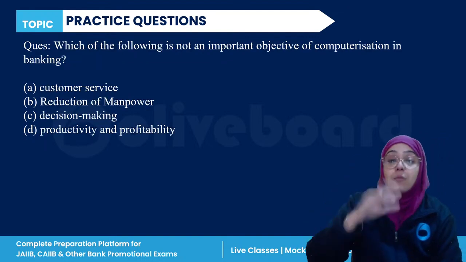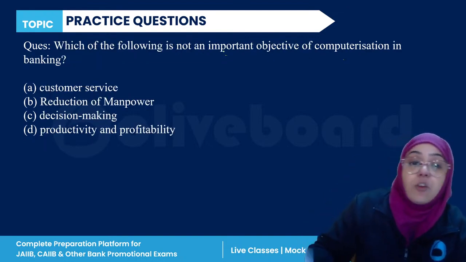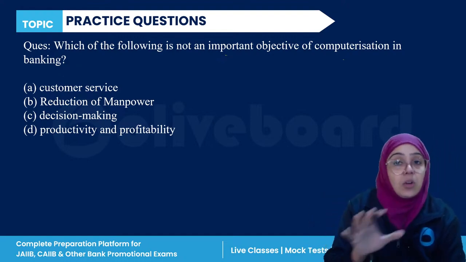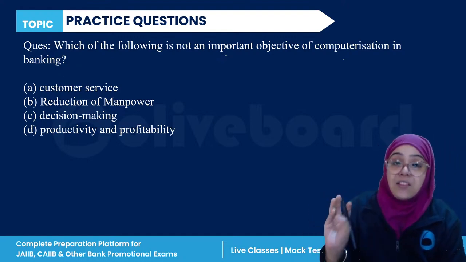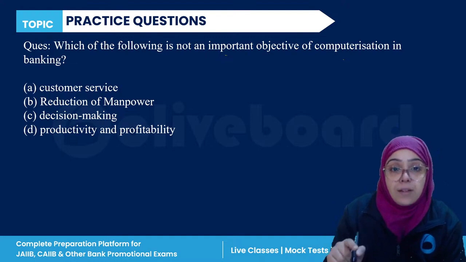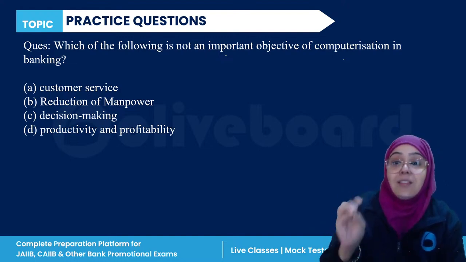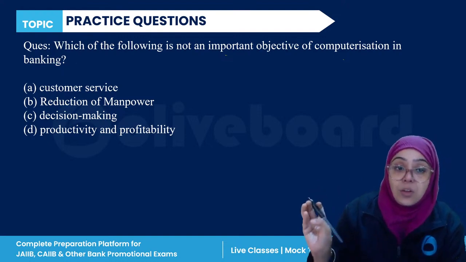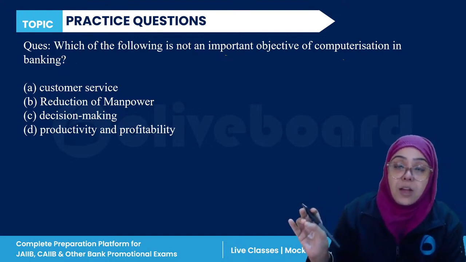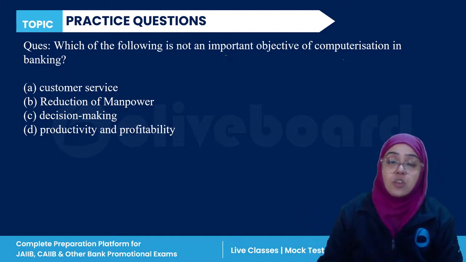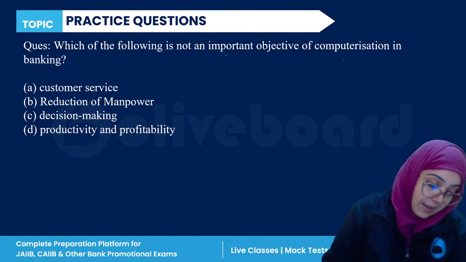Next question. Which of the following is not an important objective of computerization in banking? Means for which purpose computerization is not introduced in the banking system? Customer service, reduction of manpower, decision making, or productivity and profitability. So which of the following is not a benefit of computerization? Everyone is correct.